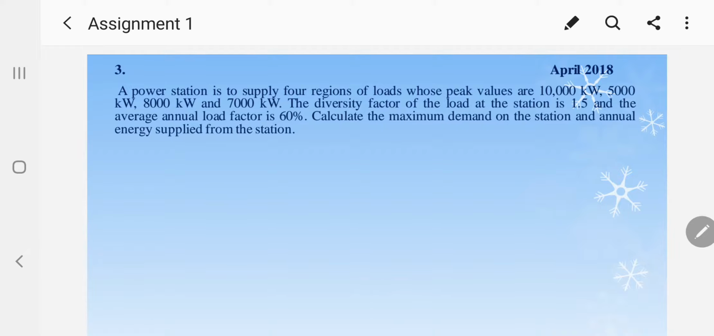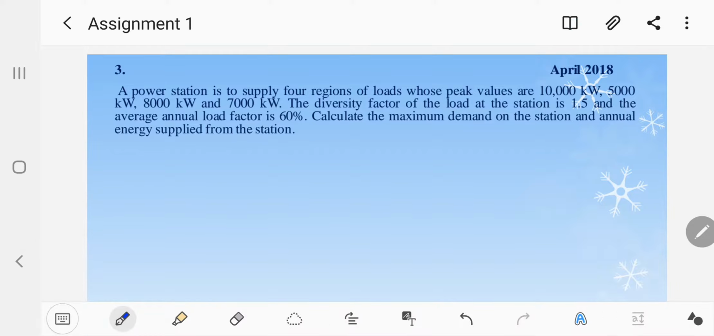The first problem is a power station is to supply 4 regions of load whose peak values are 10,000 kilowatt, 5,000 kilowatt, 8,000 kilowatt and 7,000 kilowatt. Okay, and the diversity factor of the load of the station is 1.5 and the average annual load factor is 0.6, that means 60%. Calculate the maximum demand on the station and the annual energy supplied from the station. So let us find out what is the answer for each of them.